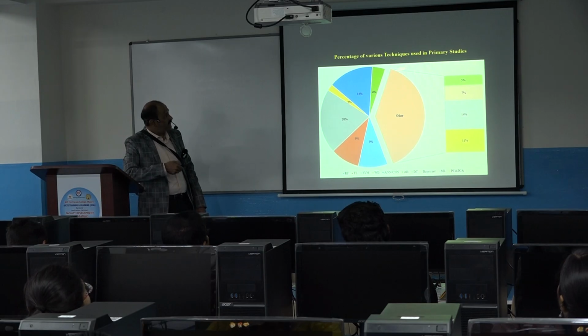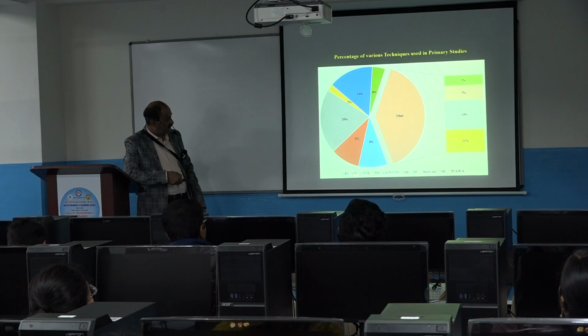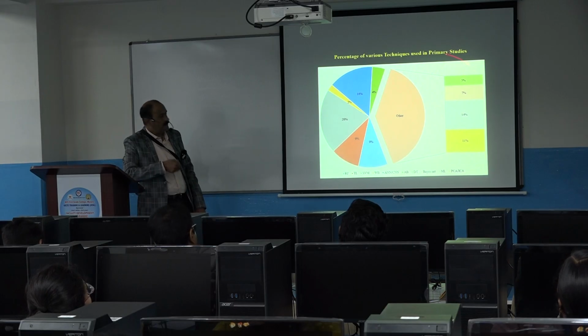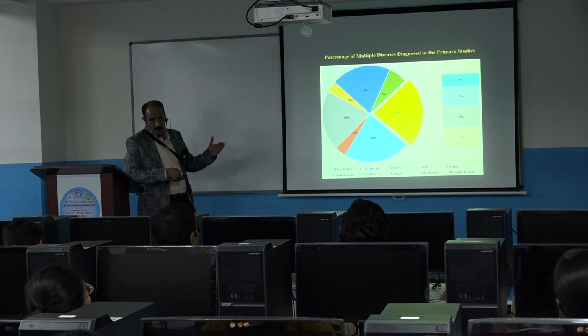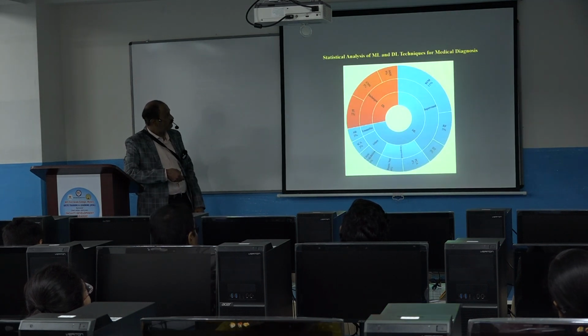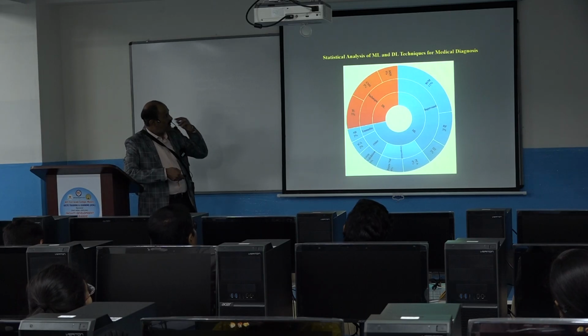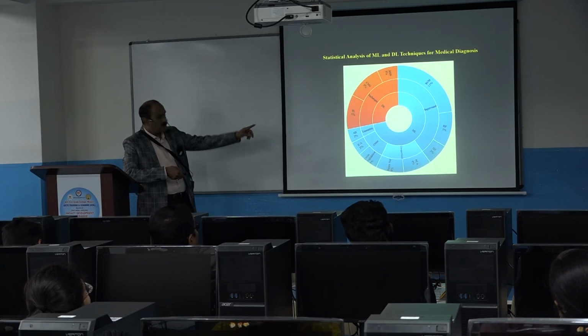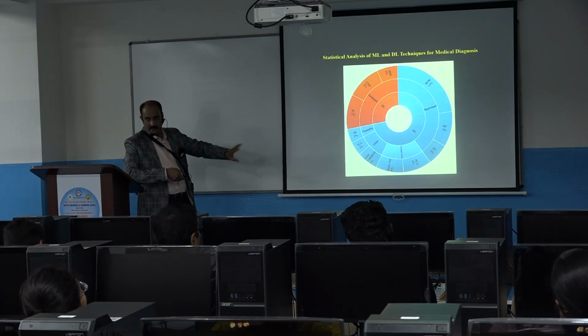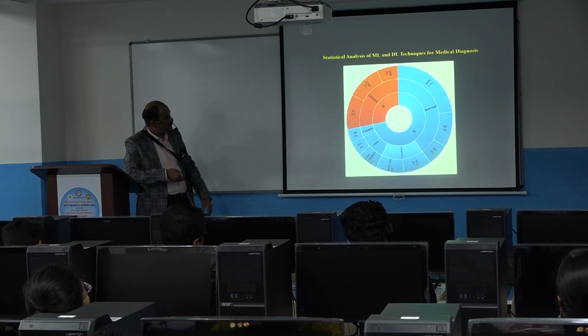And similarly, percentage of various techniques used in the primary studies, you can see the different techniques like random forest, transfer learning, SVM, and ANN, and many things, decision tree, BCA, LDA. So these are some of the interesting statistics for you to understand more about the research in particularly healthcare and also AI. And statistical analysis of ML and DL techniques for medical diagnosis. So I think this requires much more understanding and time to look at it. So you please go through it.